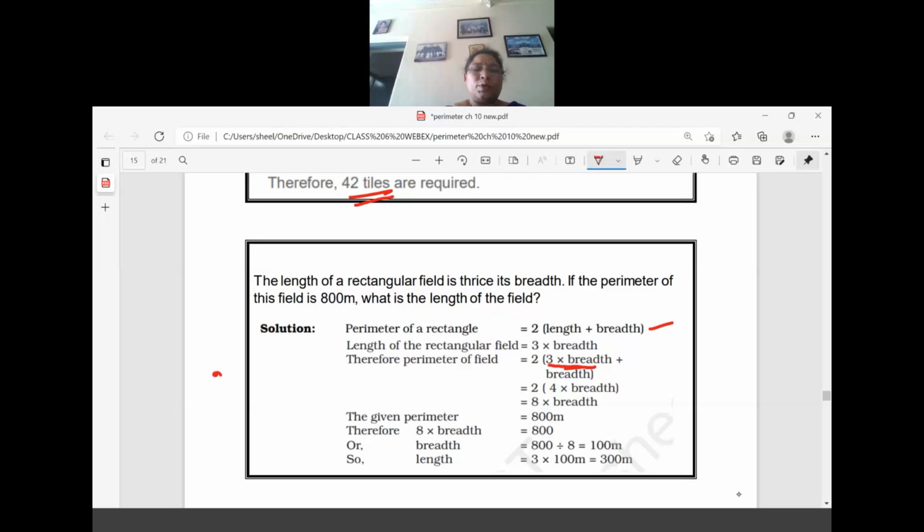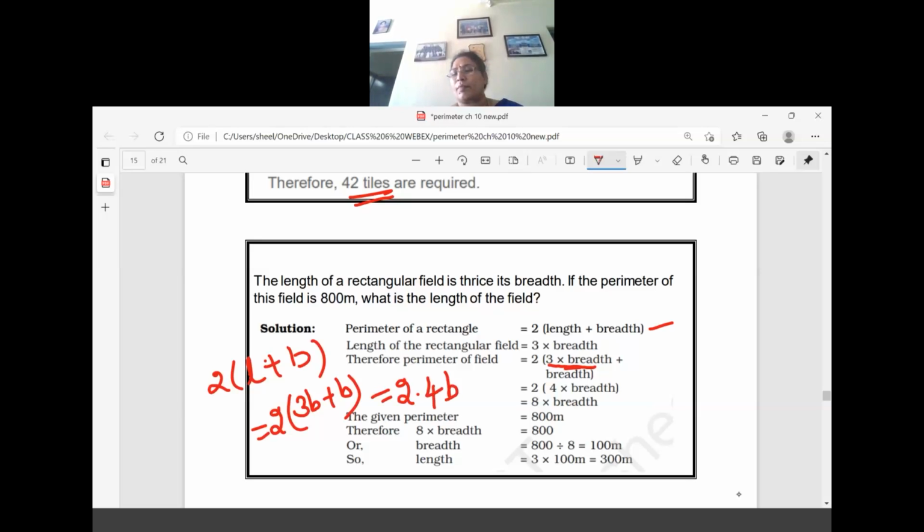So what is the formula? 2 into L plus B, right? Next, what should we write? 2 into L, which becomes 3B, plus 1 more B. So it is equal to 2 into 4B, which is equal to 8B. That is why we got 8B here. Now the given perimeter is equal to 800. So 8B is equal to 800. Then the breadth is equal to 100 meter. So what is the length? 3 times the breadth, right?